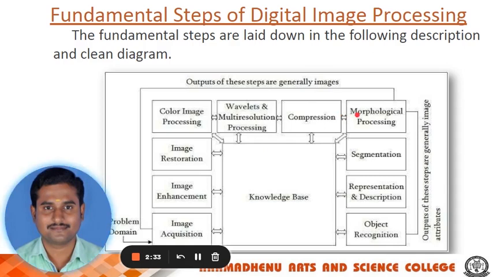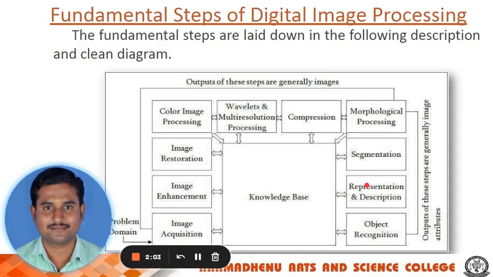Next one is morphological processing. Here various structures and skeletons of the images are processed. Next stage is segmentation. It deals with separation, that is, partition of the image. Suppose when you want to process a particular portion or a particular part of the image, of course we have to partition the image. Next one is representation and description of the image.